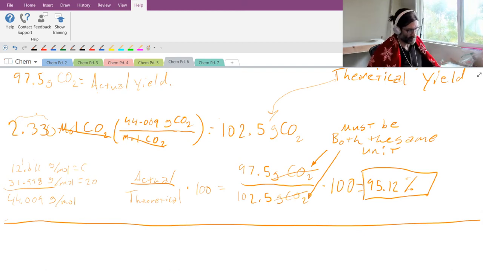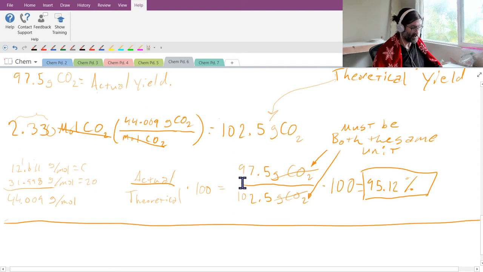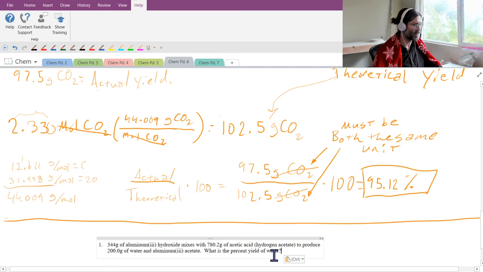All right. Let's look at another example. I'm just going to copy and paste it real fast so that I'm not going to switch up my screen at all. We'll do number three. 344 grams of aluminum hydroxide. I'm going to paste it here. 344 grams of aluminum hydroxide.